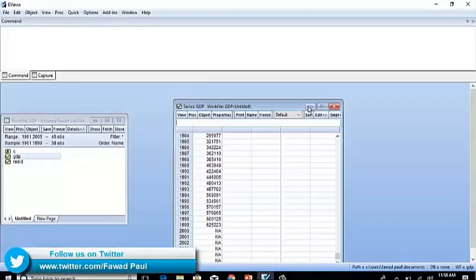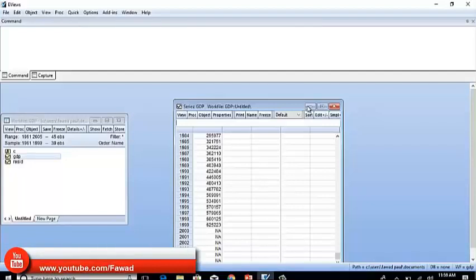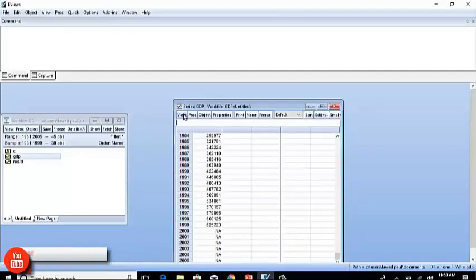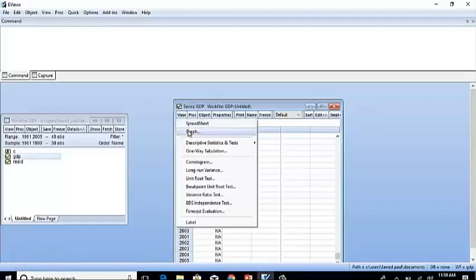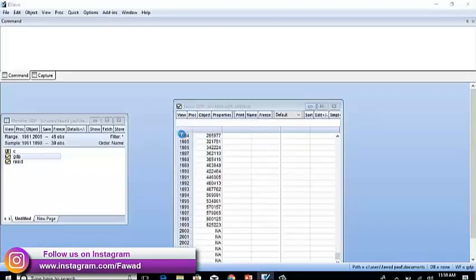But there are many students who are confused about checking stationarity when they see the graph. So let us start. This is our GDP data. The GDP data started from 1961 to 1999. Let's make its graph.